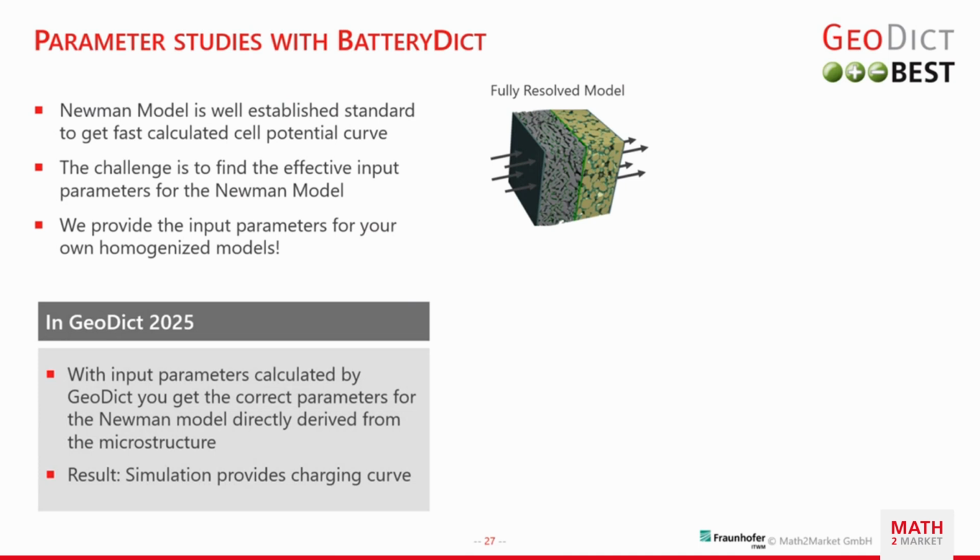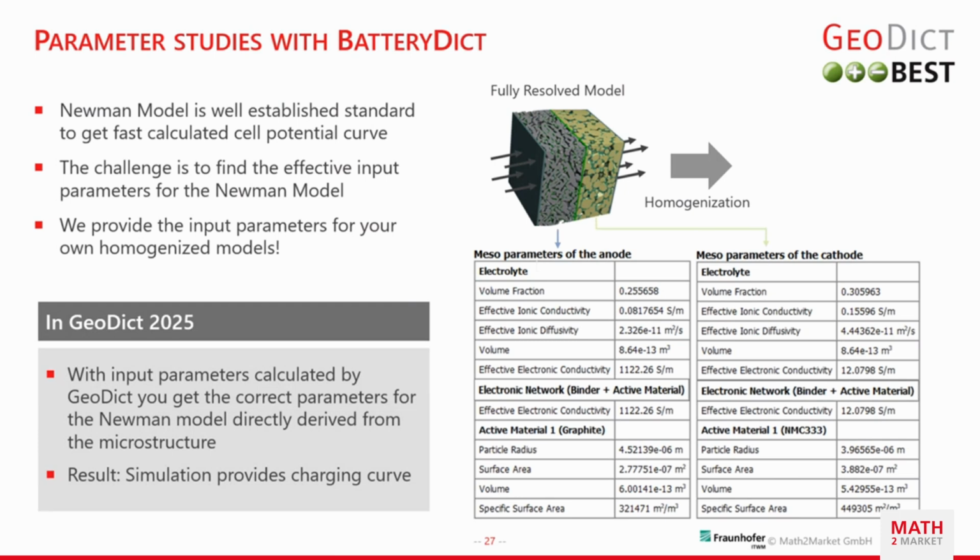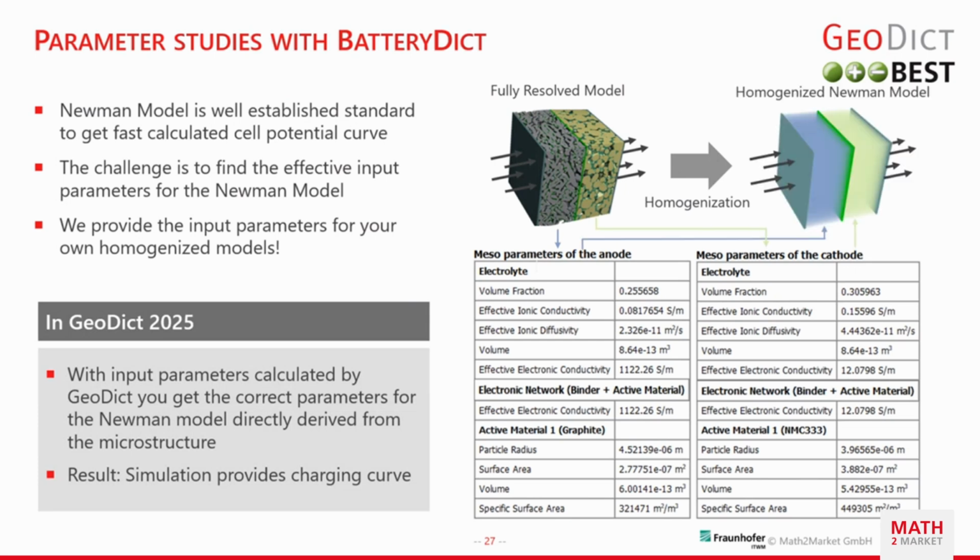And here also GeoDict can help you because you have the fully resolved three-dimensional structure inside of GeoDict. And if you do a homogenized charging simulation, then GeoDict will calculate all the different effective parameters for the anode and also for the cathode. And it will also report all the calculated parameters in the result report. And these parameters are then used in the best meso solver for the charging curve.